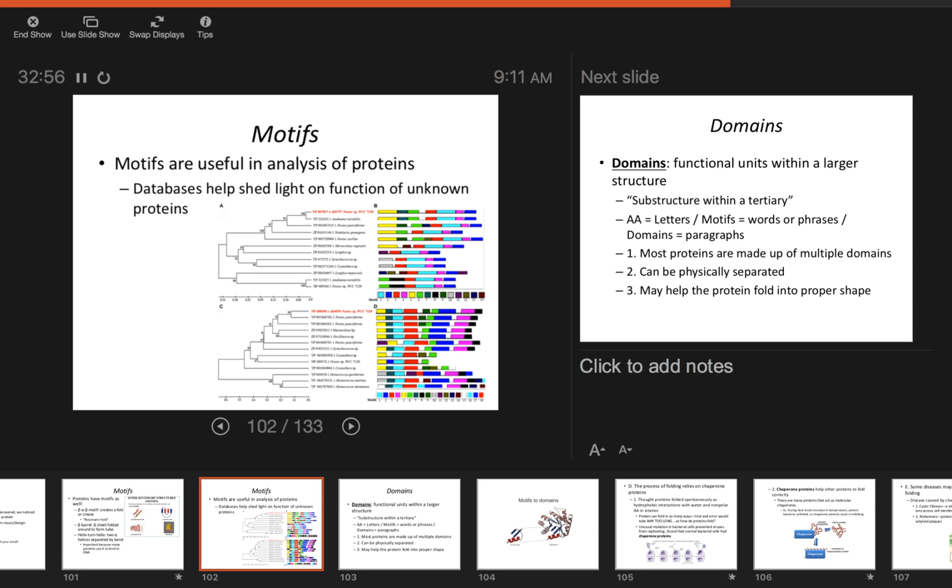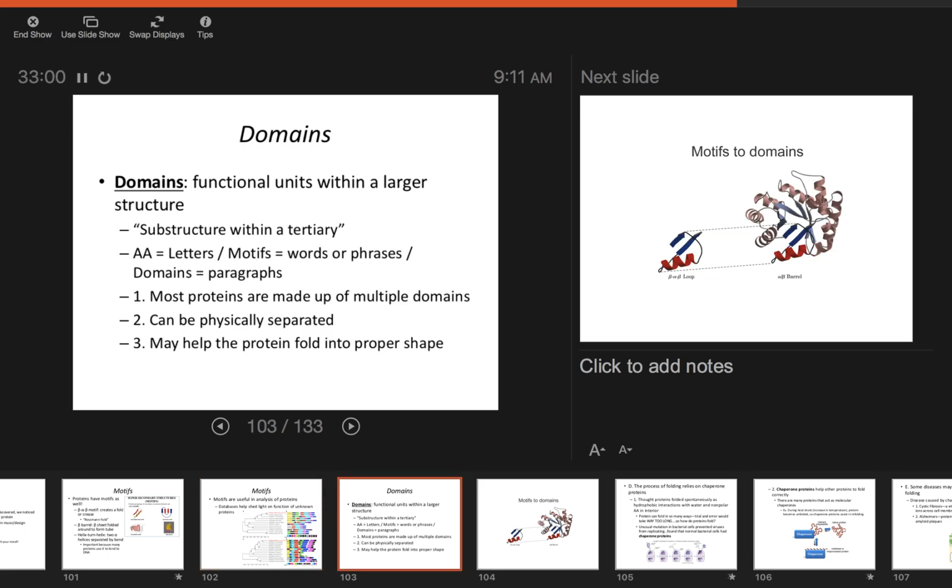Now, I want to talk about domains. How do motifs fit into domains? Domains are on a larger scale. They're functional units within a larger structure. I think your book used the term substructure within a tertiary structure. If you want to think of your amino acids as letters, the primary structure of proteins is the amino acid sequence. Your motifs would be words or phrases. Your domain would be a paragraph.